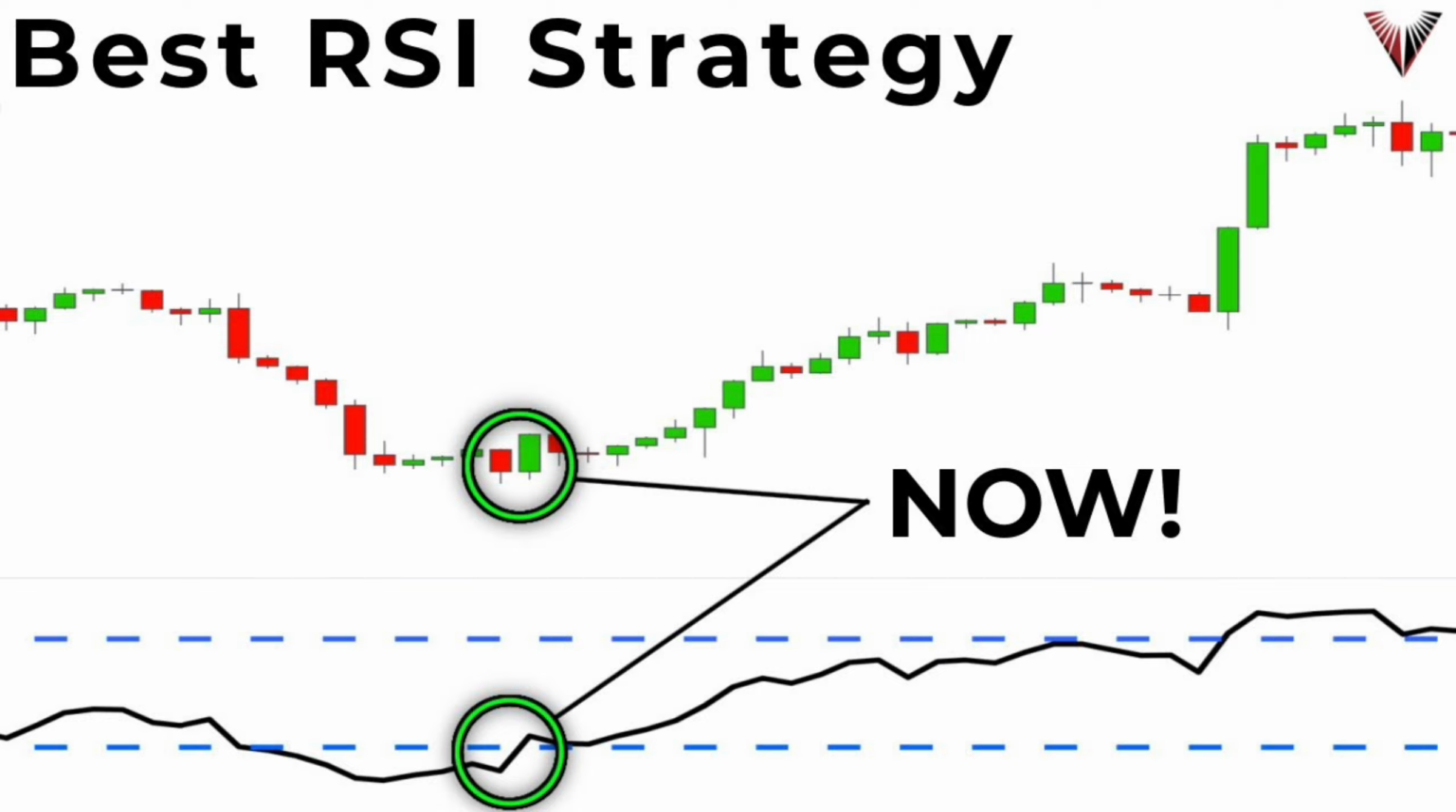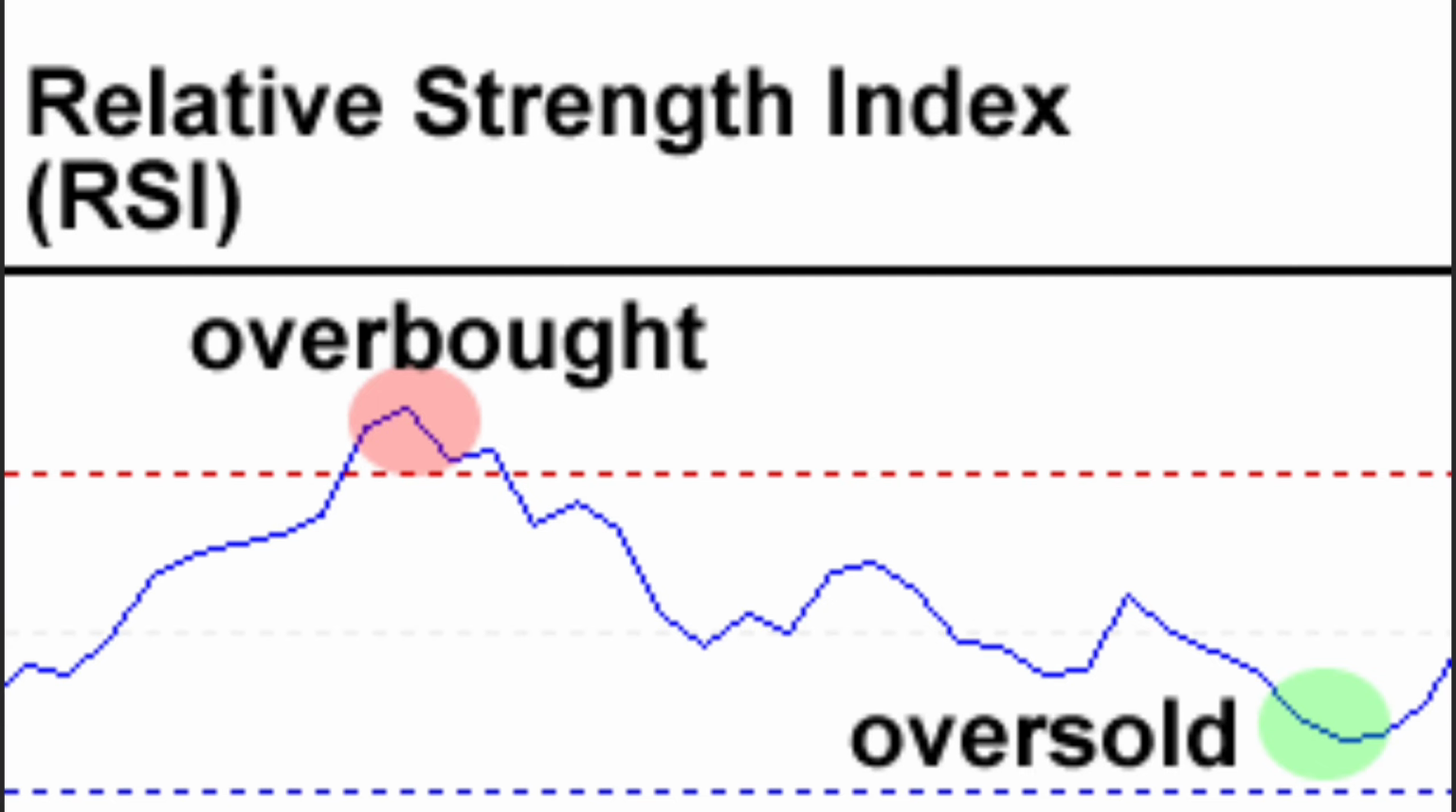Trend confirmation. The RSI performs best when the market is trending. During an uptrend, treat the 30 level as a buying opportunity, oversold, and use the 70 level, overbought, to take profits, not necessarily to short. In a downtrend, treat the 70 level as a selling opportunity, and use the 30 level for profit taking.